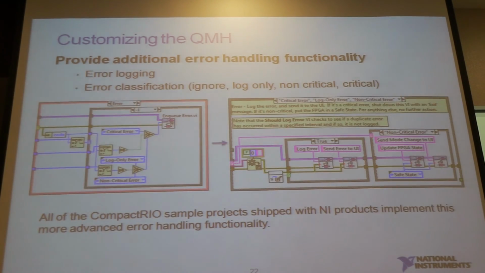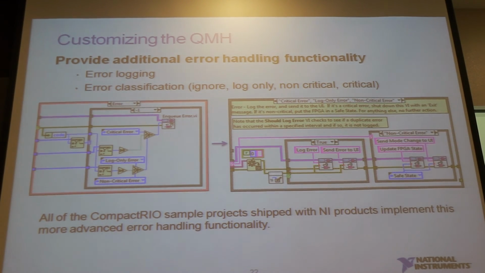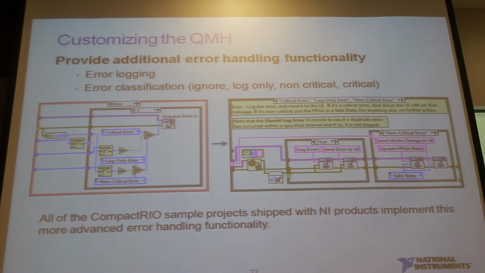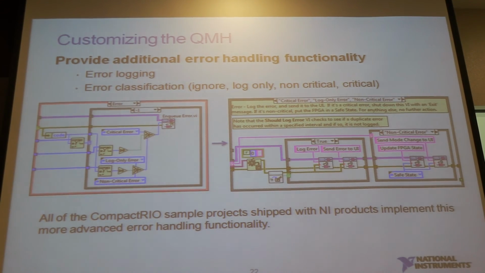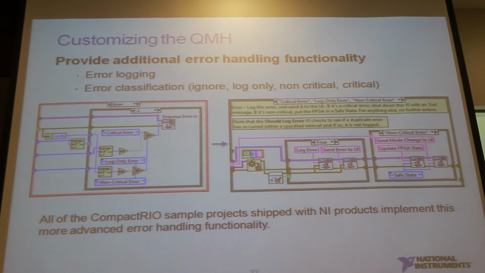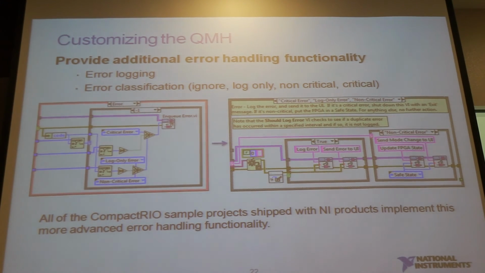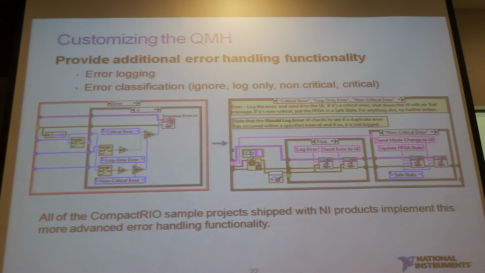And if you want more customizable error handling code, you can always make modifications like this. In this instance, this user categorizes different types of errors. He has ignore error, which he simply ignores. He has non-critical error that restarts the CompactRIO, and if there are critical errors, he will shut down the CompactRIO and call for help. That is something that you can do as well: categorize your errors.